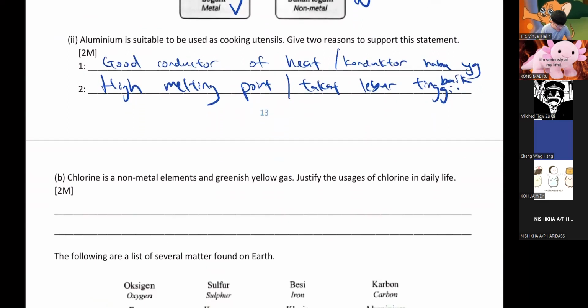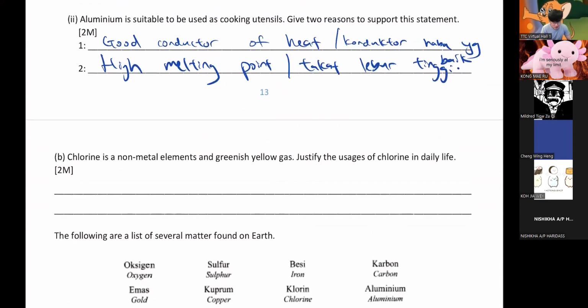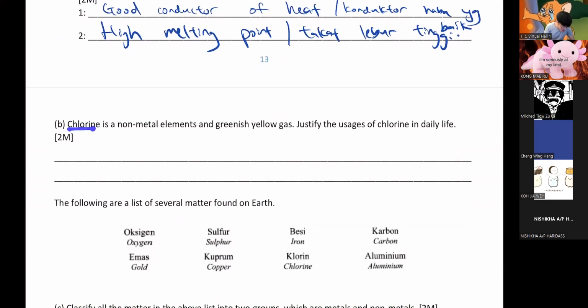Right, anyway, moving on. I have all kinds of comments for our national education system. Anyway, so B. Chlorine is a non-metal element and a greenish yellowish gas. Justify the usage of chlorine. I think you know this. What is chlorine for? Number one, it is a bleach.